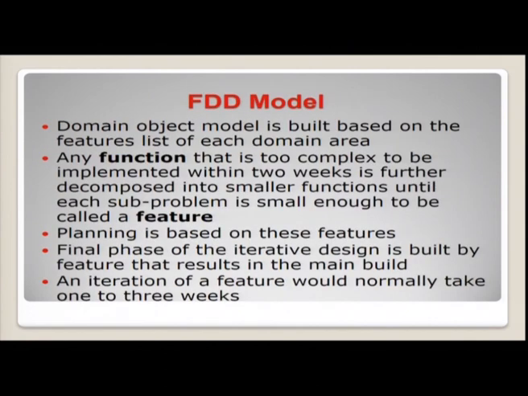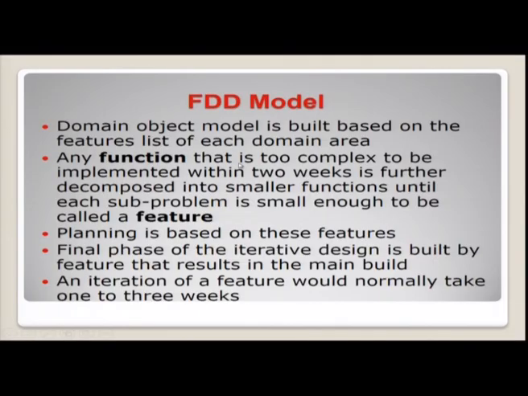Now, let us see what a feature driven development model is. This model has a domain object model which is built based on the feature list of each domain area. Any function that is too complex to be implemented within 2 weeks is further decomposed into smaller functions until each subprogram is small enough to be called a feature. Planning is based on these features. The final phase of the iterative design is built by feature, which results in the main build.